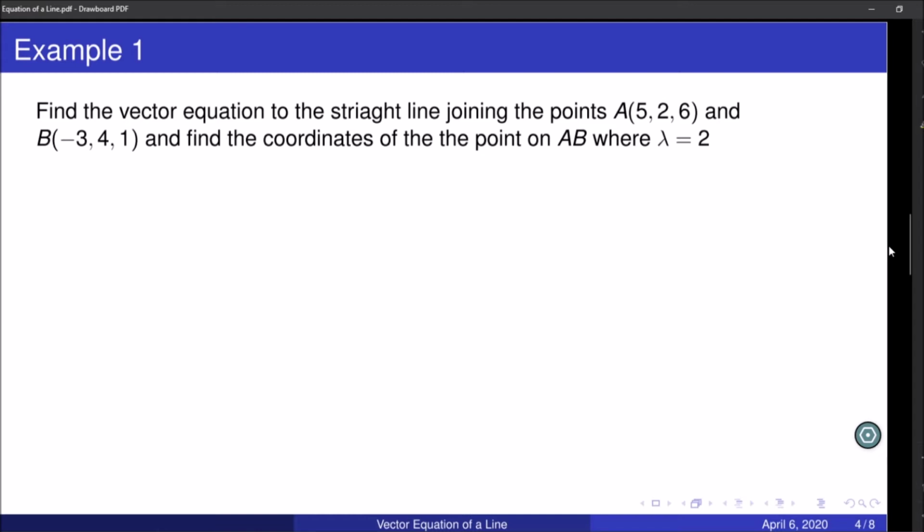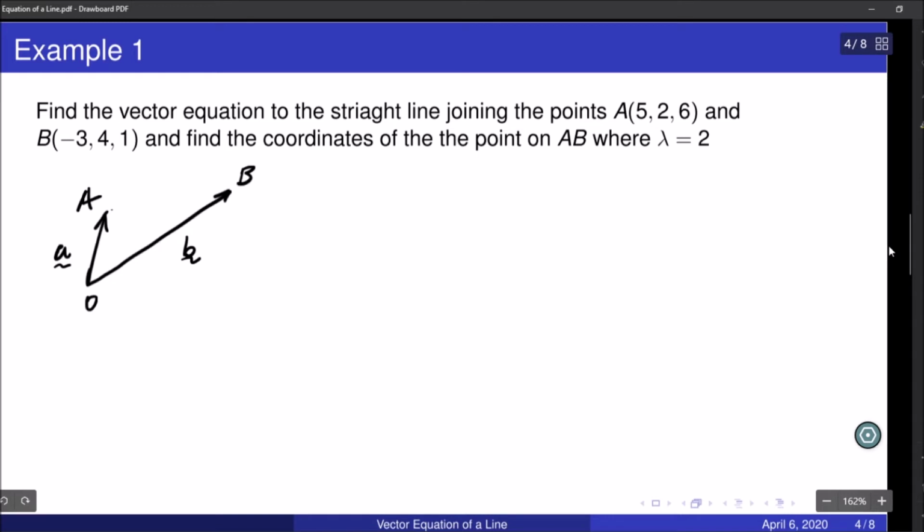Suppose we represent these two coordinates A and B with two vectors. Let's call this one A, and starting from the origin we get B. Of course, this is A and this is B, and we have a straight line passing through them. Now imagine we have another point here, P, and let's represent P with another vector R.